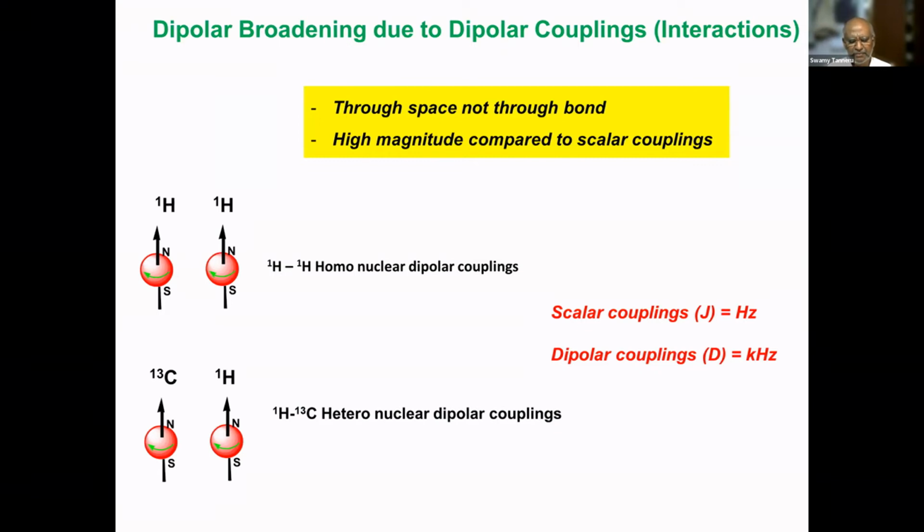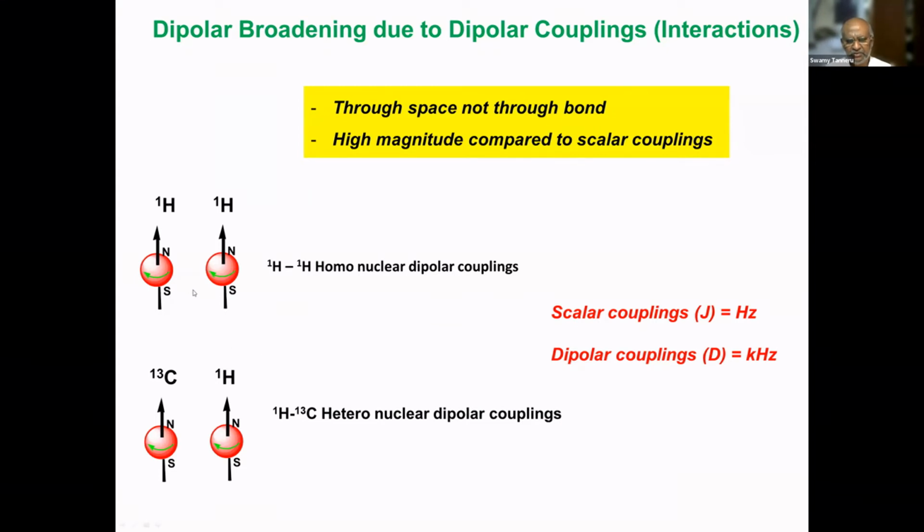Whereas in the case of carbon-proton heteronuclear dipolar coupling, one nucleus has 99.98% natural abundance, another is only 1%. Also, gyromagnetic ratios are different. So the contribution of heteronuclear dipolar coupling is relatively less compared to the homonuclear dipolar couplings for broadening of a line in solid state NMR.